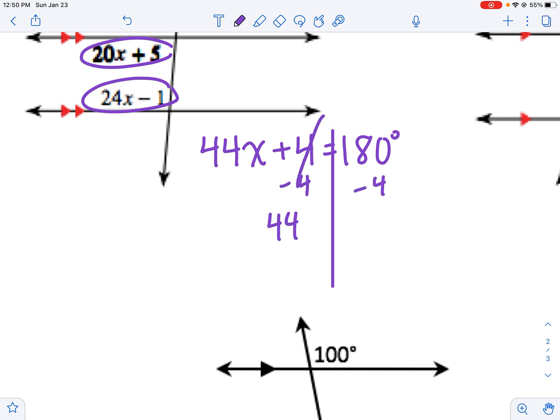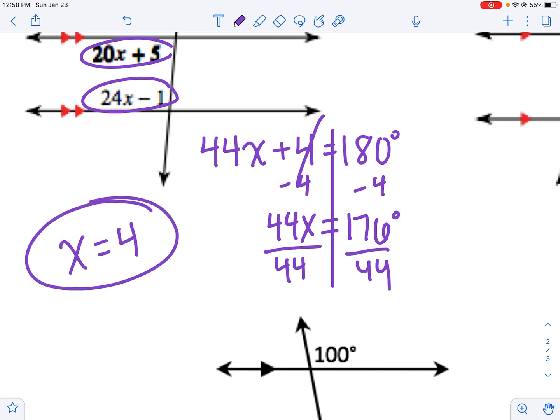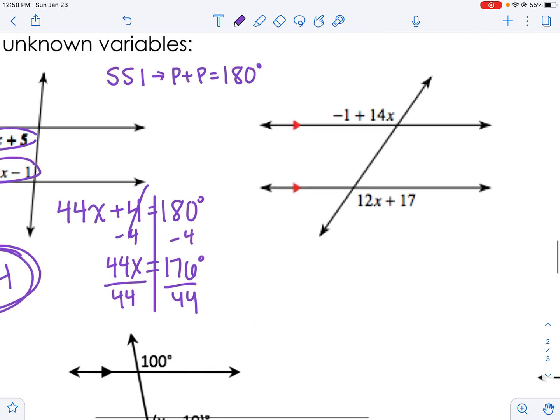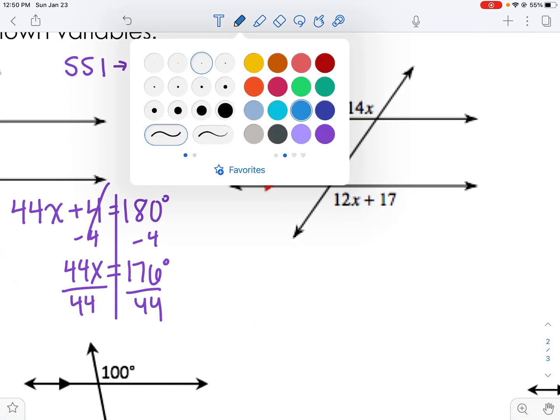And I am going to get faster and faster with the solving, because remember, geometry is about geometry. Solving for x is an Algebra 1 skill. So 180 minus 4 is 176. Divide both sides by 44. And 176 divided by 44 is 4. So x equals 4. Now, if you had to find the angle, all you would need to do with that x is to go and plug it back in.